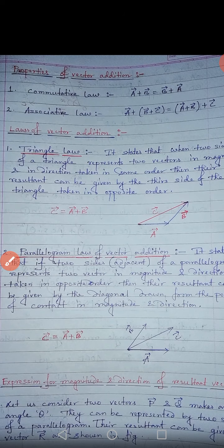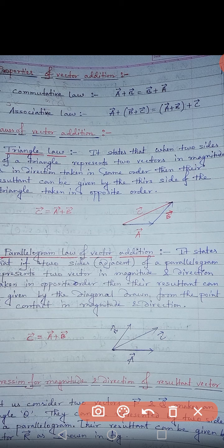So that's what I have written: vectors in magnitude and direction taken in the same order, then their resultant can be given by the third side of the triangle, which side? This side of the triangle, taken in opposite order. For A and B, as I said, it is going anti-clockwise, so C should be in opposite order, meaning clockwise. So the direction of C should be like this, clockwise. Okay, fine. That's what is said in this law.